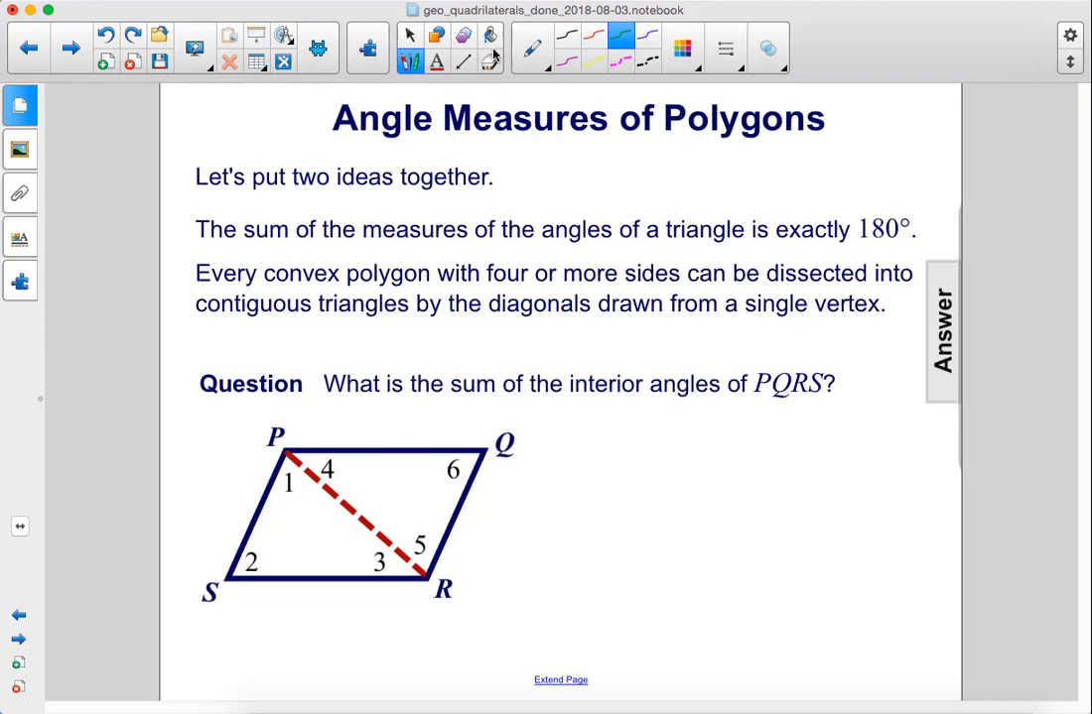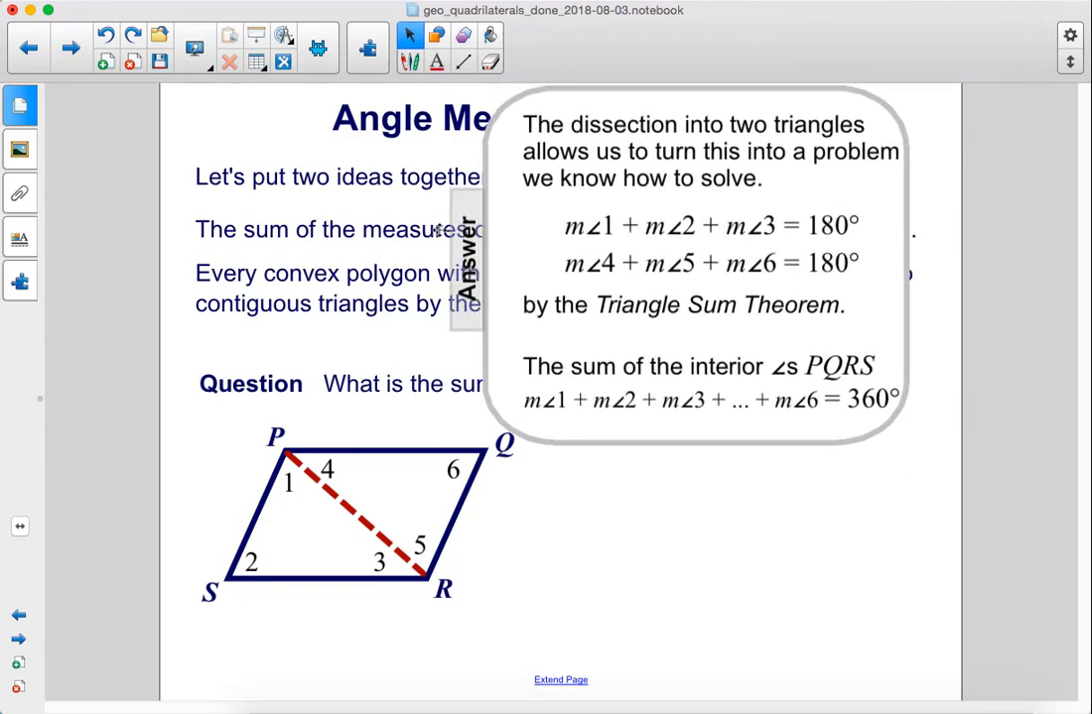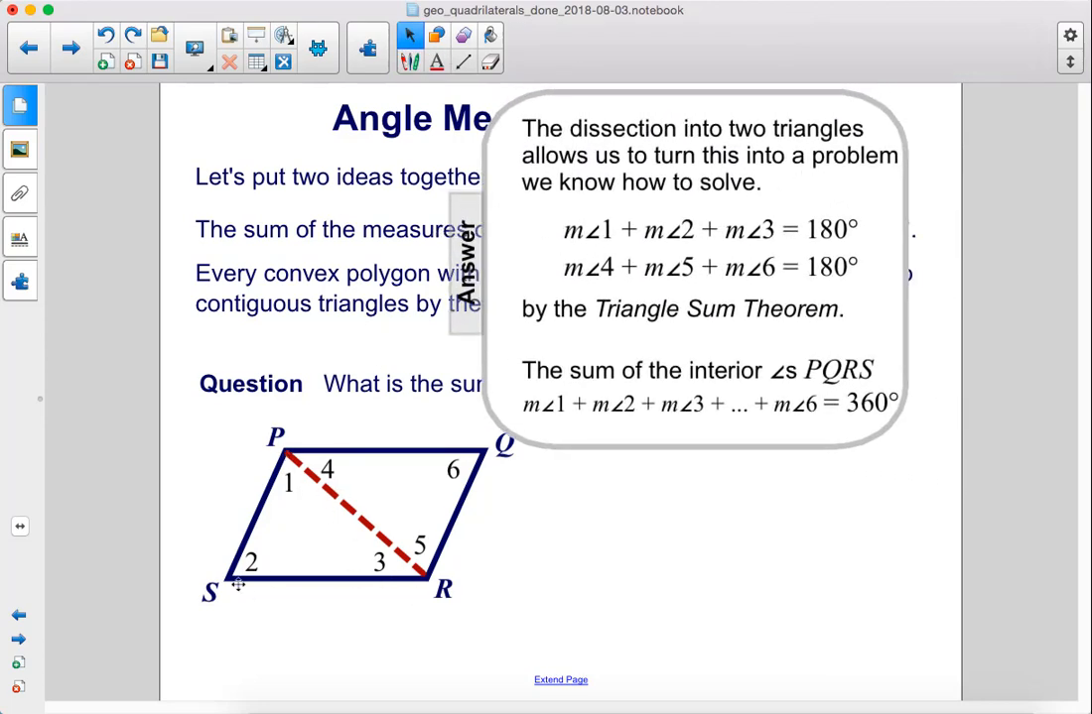Well, here we have our answer. We can go through it. So we've dissected this into two triangles, and that allows us to turn the problem into something that we know how to solve. So this angle plus this angle plus this angle equals 180, and this angle plus this angle plus this angle equals 180. Therefore, if you add up all of these angles, they would add up to 360, which is 180 times 2, because there's two triangles here.